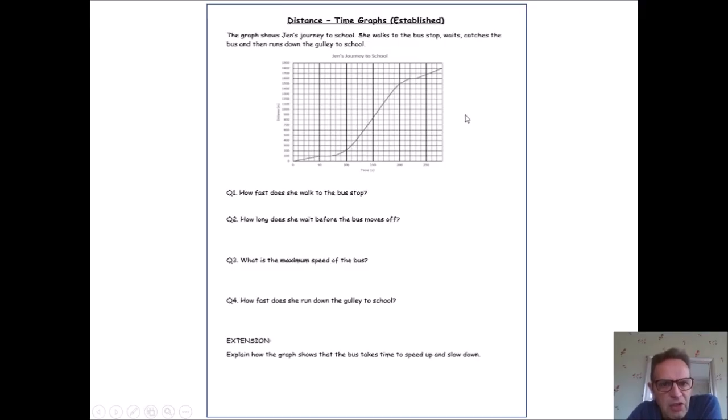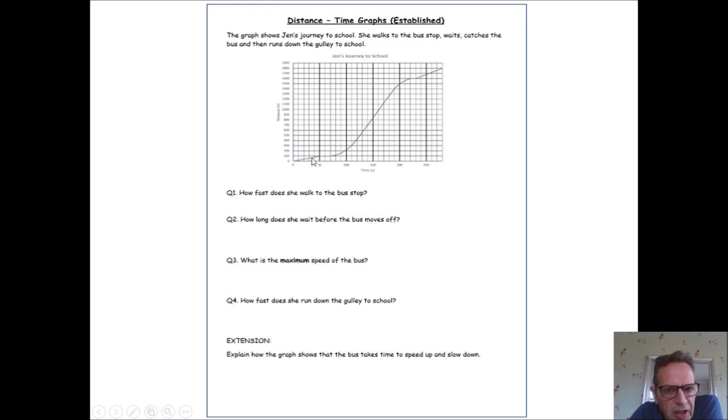Here's the established one. So again, the same sort of story. So the graph shows Jen's journey to school. Here she goes. Just a few subtle extra details in here. So how fast does she walk to the bus stop? So now you've got a bit less help. You've got to work this out for yourself. So this is her walking to the bus stop.